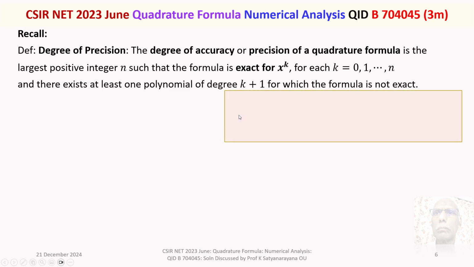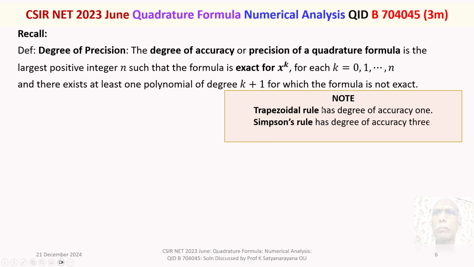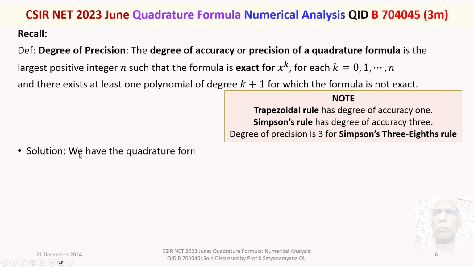Now, we have studied several quadrature formulae, and one of them is the trapezoidal rule, which has degree of precision 1. Simpson's 1/3 rule has a degree of precision 3, and Simpson's 3/8 rule also has degree of precision 3. Remember them, it may help you. Let's now discuss the solution of the problem in detail.